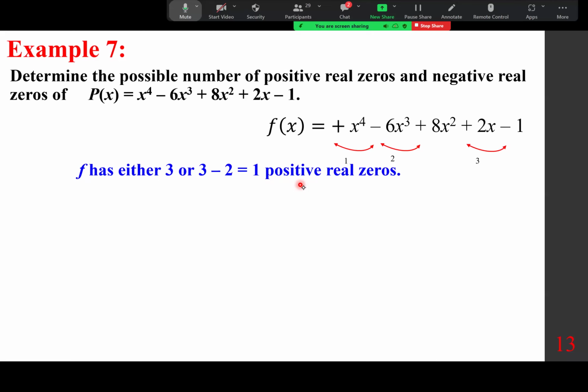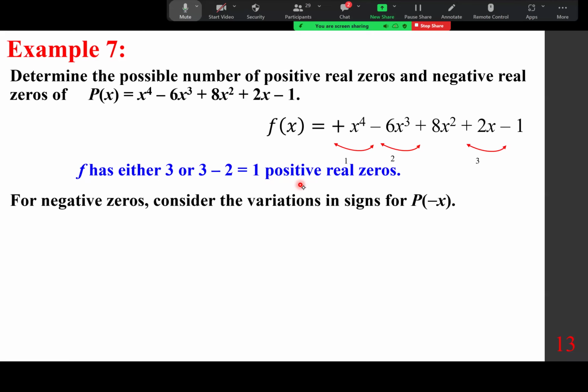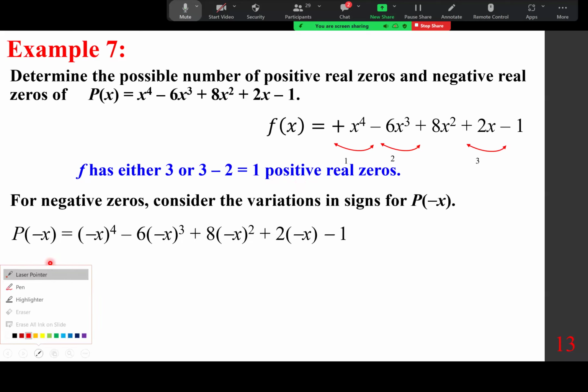Let's evaluate p of minus x. When we do that, this becomes itself, x to the power of 4. This becomes minus x cubed, with the negative becoming positive 6x cubed. This is itself x squared, so 8x squared. This is minus 2x, this is minus.